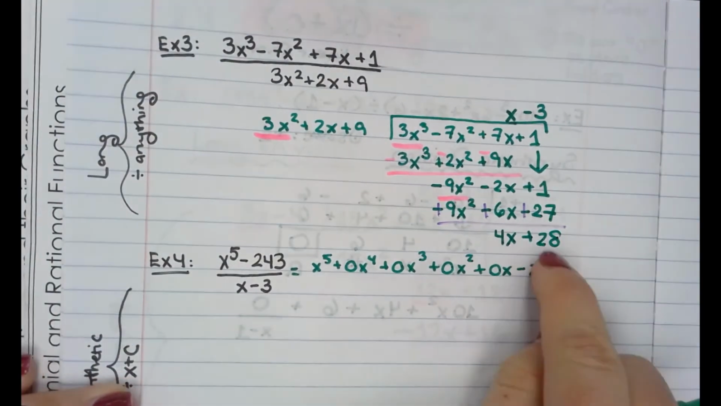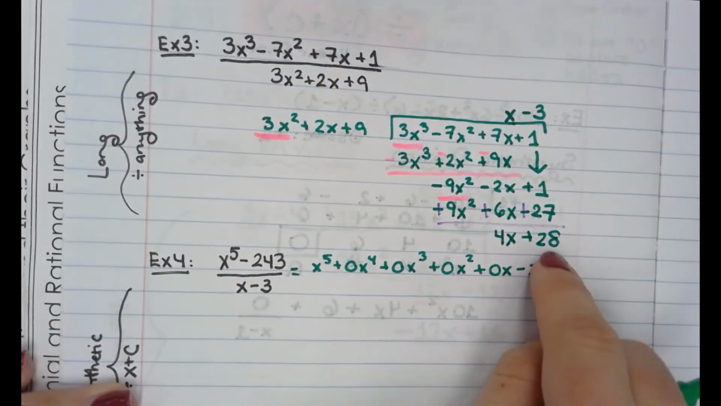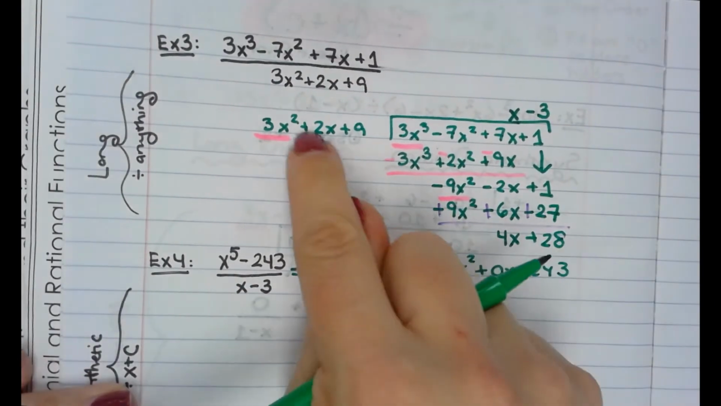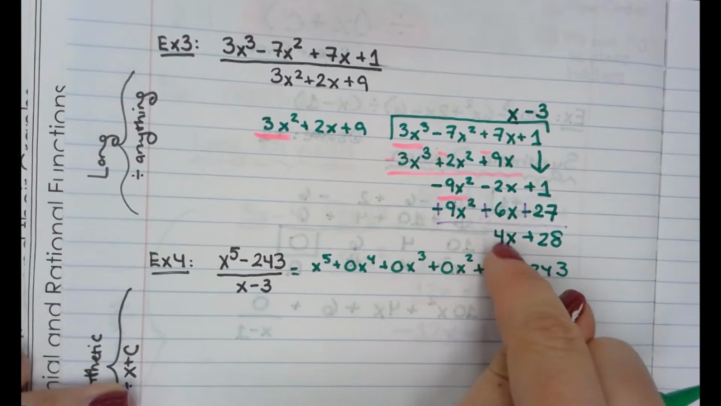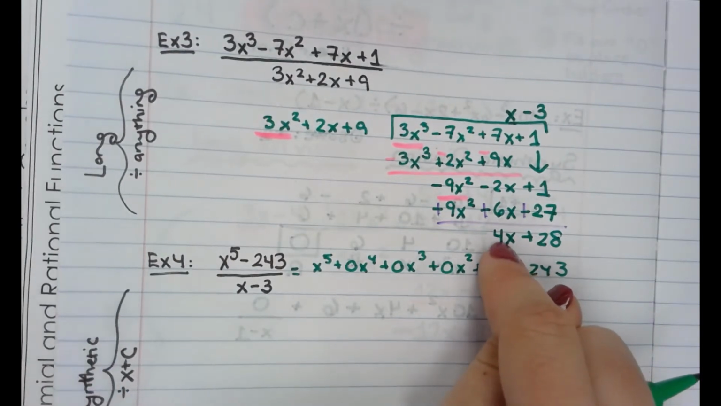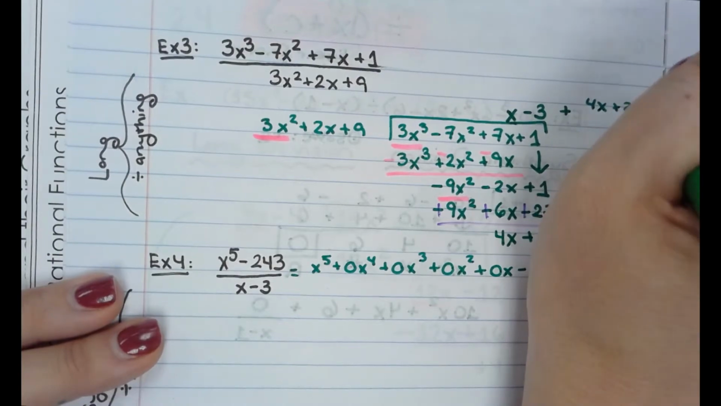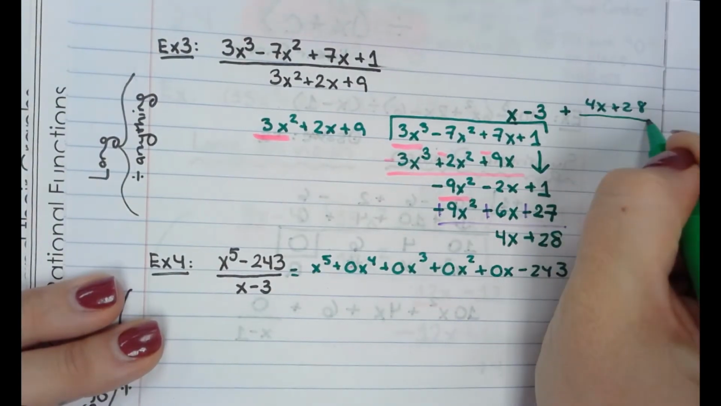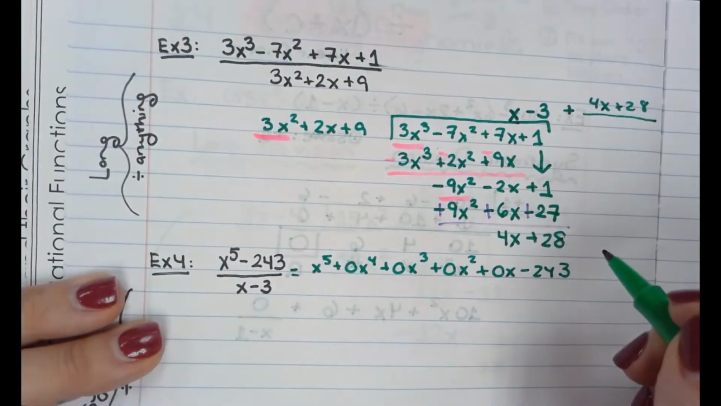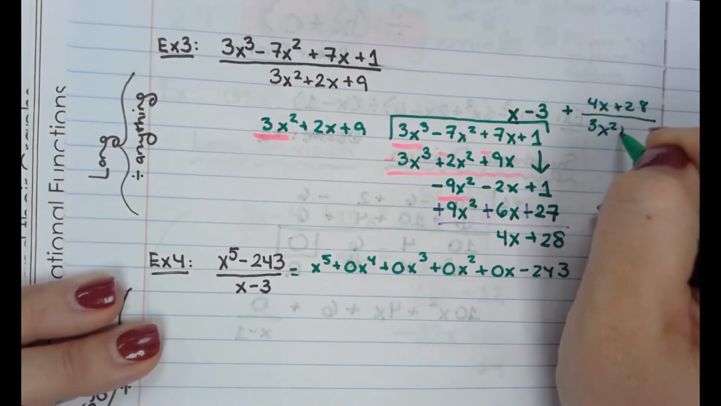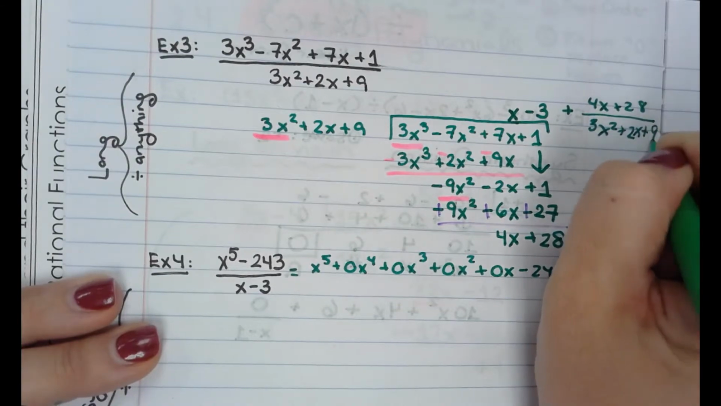Okay, 2 reasons I know this is a remainder. Reason number 1, I'm at the end. Reason number 2, you started with the square and this guy is an x. This is lower, so we are done. So here's our remainder: 4x plus 28, divided by 3x squared plus 2x plus 9, this giant thing.